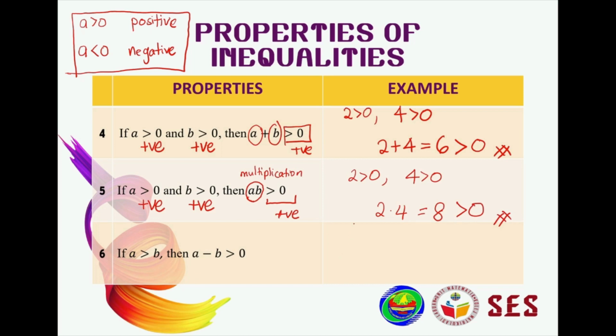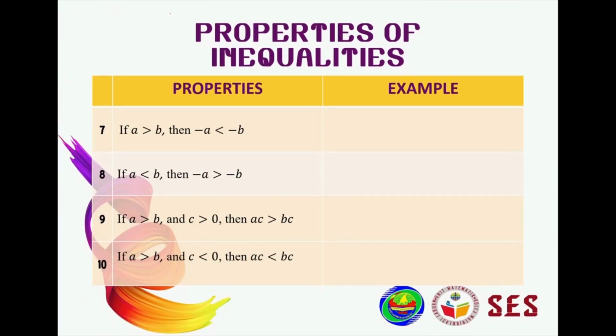Okay, so now property number 6 is different from 4 and 5, so let me explain it differently. Let's say A is 4 and B is 2, for example, so I have 4 is greater than 2, right? So by this property, if I bring 2 to the other side, it will become 4 minus 2, right? Greater than 0. Okay, so 2 will be greater than 0, and it is correct.